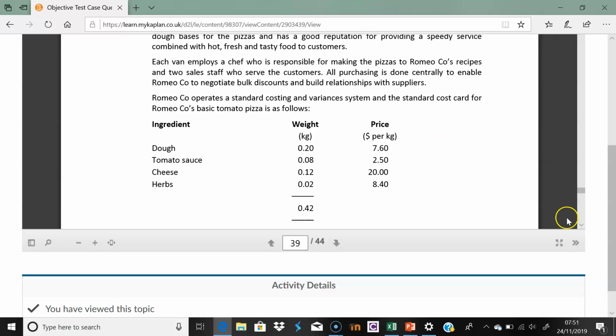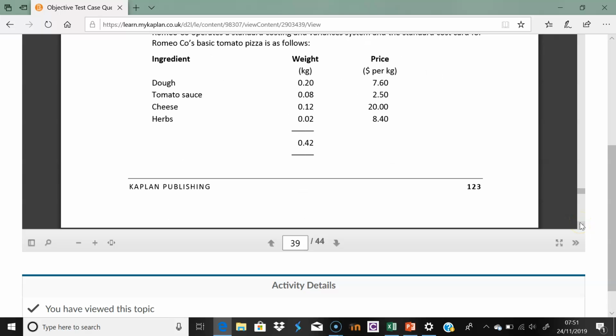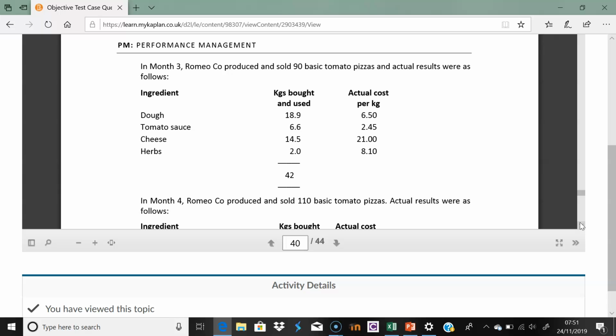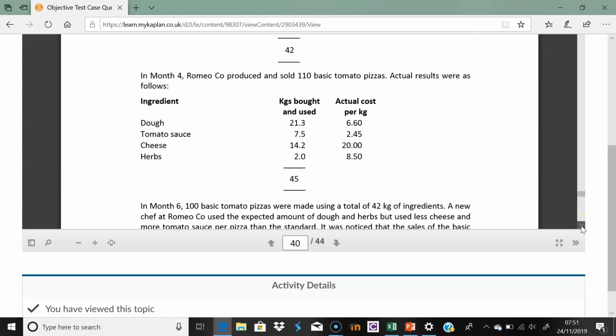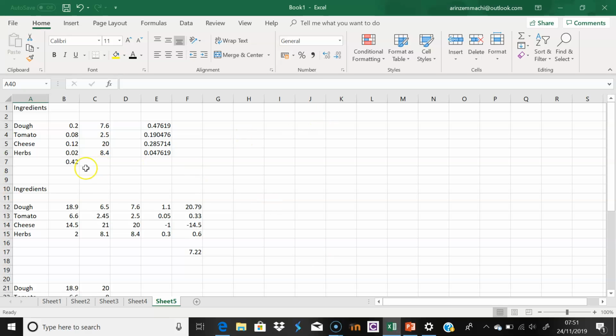And then we delve into what we typically see with these variances. So let's see. You've read this question. I hope you've had a go. So you're just using mine as revision. They give you what happens in month 3, and they tell you what happens in month 4, and they tell you month 6. And the first question is what's happening in month 3 regarding price variance. So let's go straight to my spreadsheet.